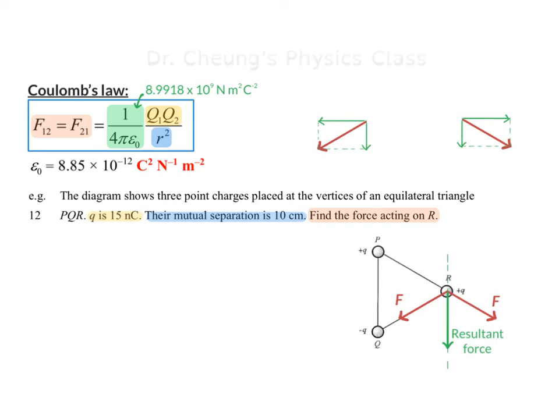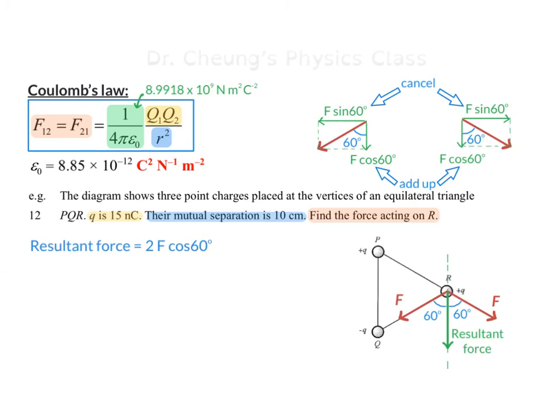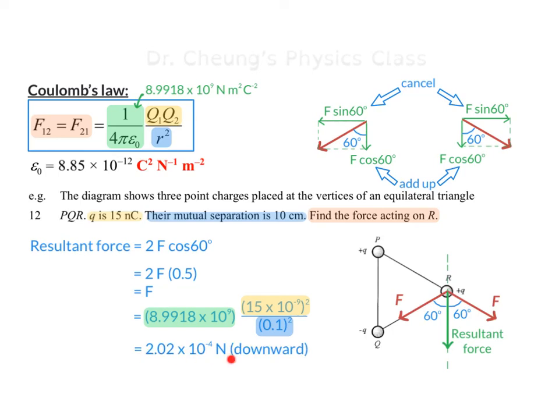By simple geometry, these two angles are both 60 degrees, so the horizontal component of each force is F sine 60 degrees, pointing in the opposite direction, and they cancel each other. The vertical component of each force is F cosine 60 degrees, both pointing downwards, so they add up to 2F cosine 60 degrees, which equals F. Lastly, we use Coulomb's law to find F, putting in the values, and the resultant force is this amount pointing downward. Done.